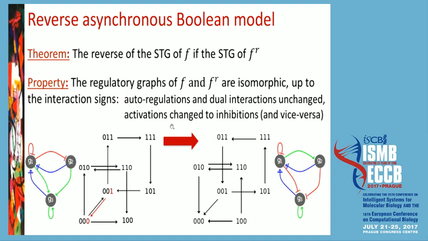Then we can check several properties of this reverse model, and in particular it's interesting to see that the regulatory structure is conserved up to the sign. So the auto-regulation and the dual regulation are maintained, but activations are modified and become inhibitions. If you think a bit, it's quite natural.